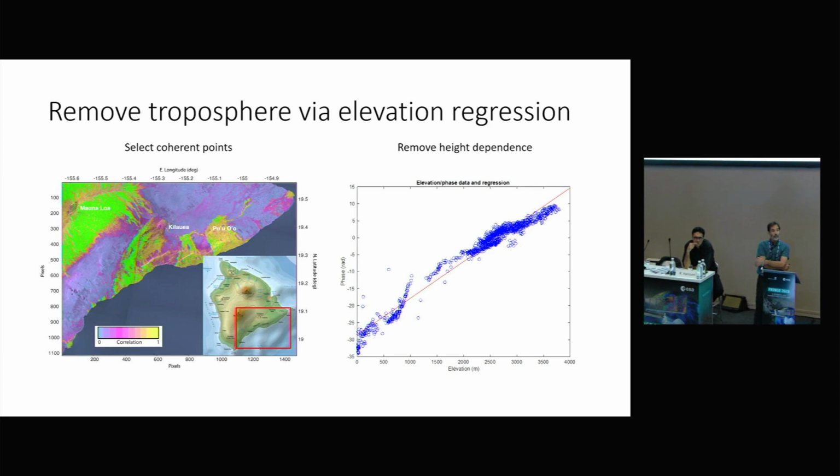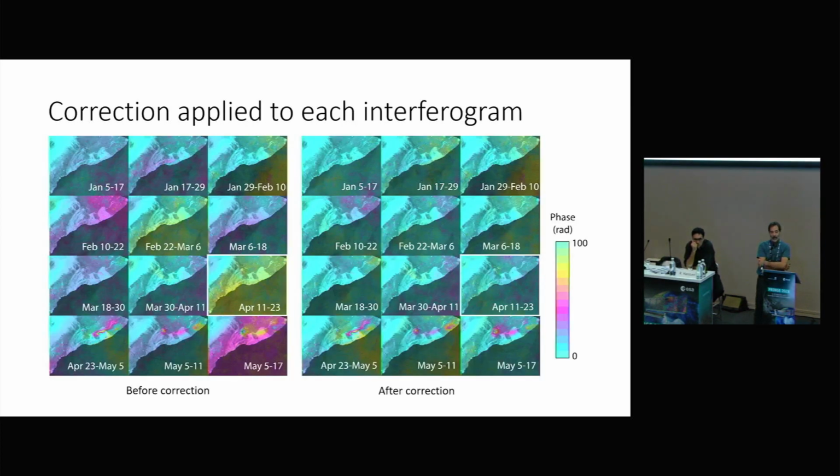Again, we remove the atmosphere simply through an elevation regression. I chose an example here from Hawaii because there's a lot of elevation change, and so it's a very easy plot. We just assume that it's linear, fit a line, subtract that everywhere, and that becomes the atmosphere-corrected image. Like I said, it gets rid of about half of the atmosphere.